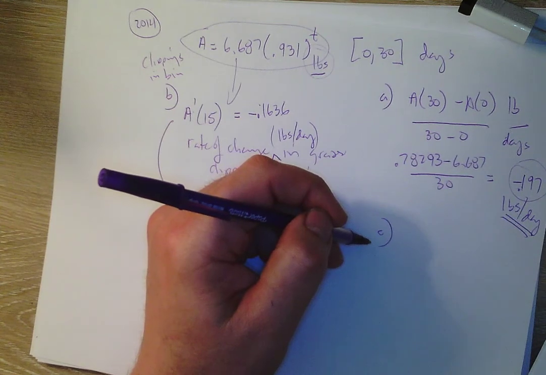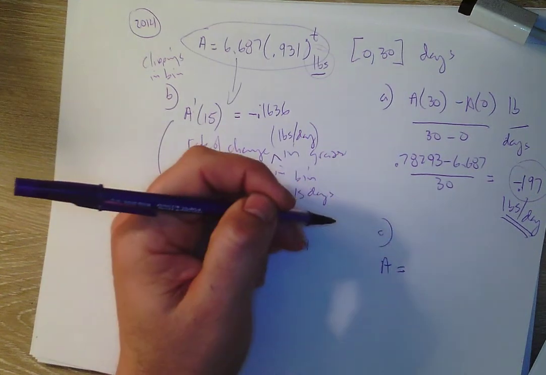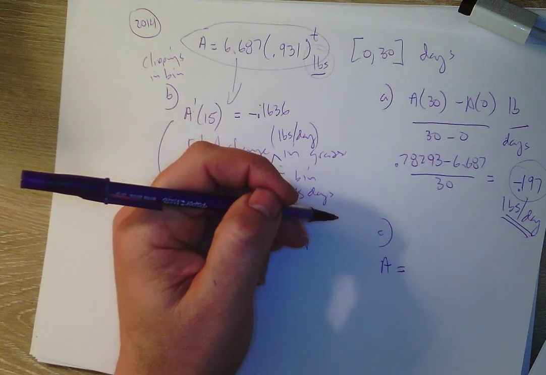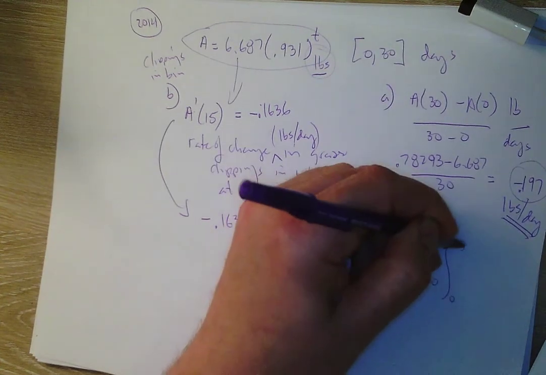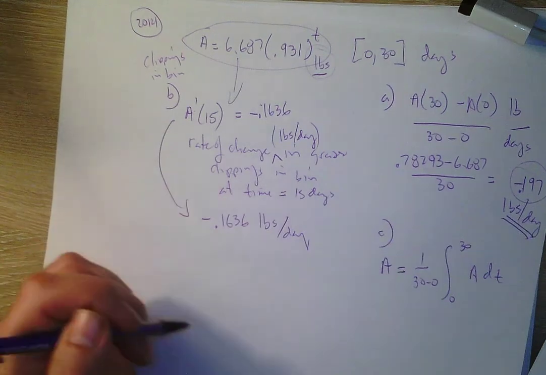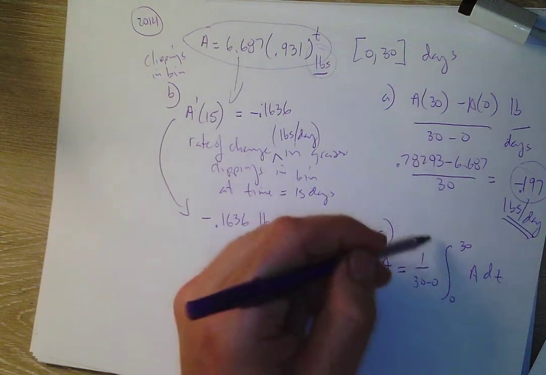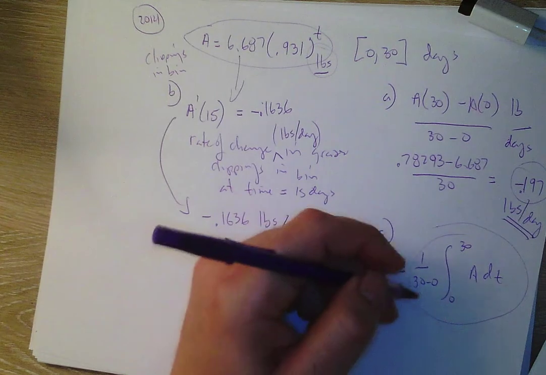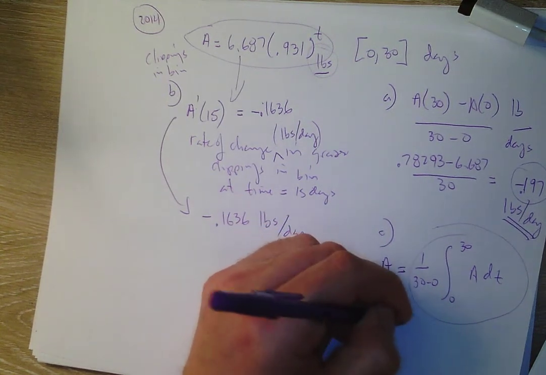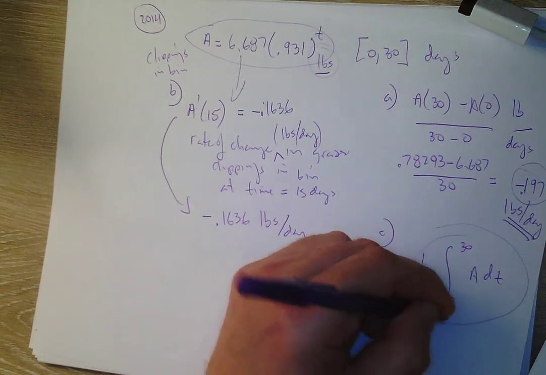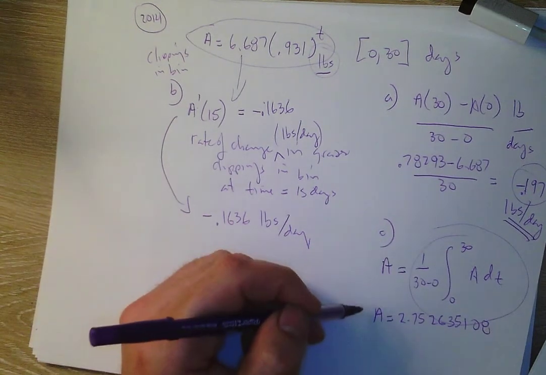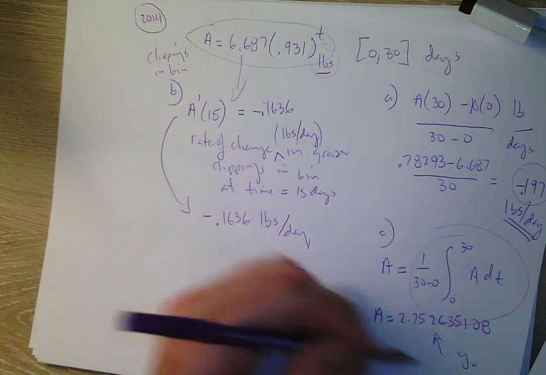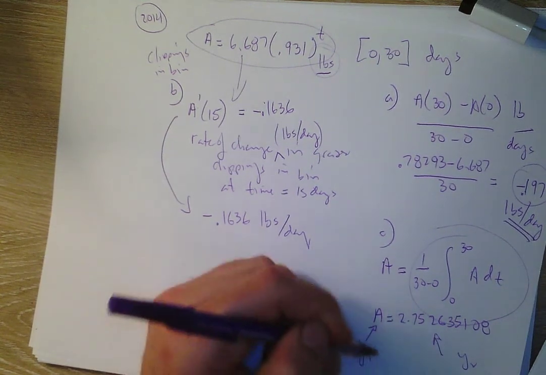C says the time at which the amount of grass clippings in the bin, A, equals the average amount of grass clippings in the bin, 1 over 30 minus 0 integral 0 to 30 of A. Isn't that interesting? Well, I'm going to use my calculator to figure out what that is. So I get 2.752635108. And then I'm going to graph this in Y2, and I'm going to graph this in Y1.